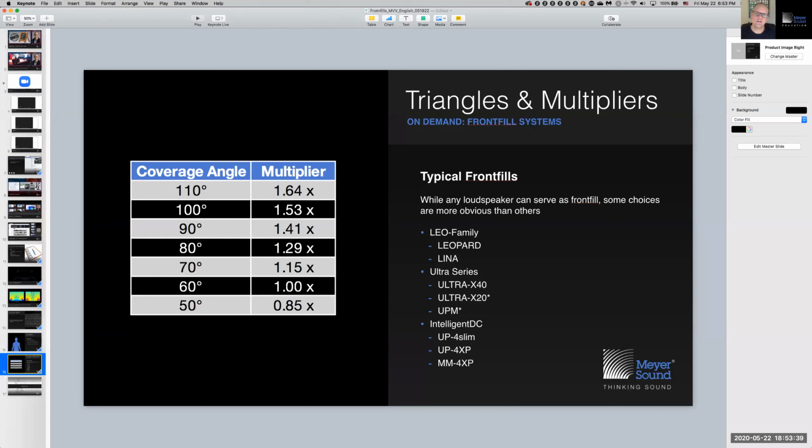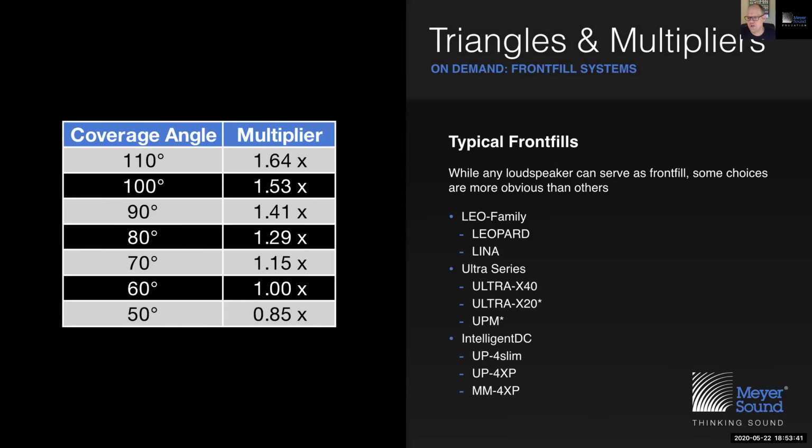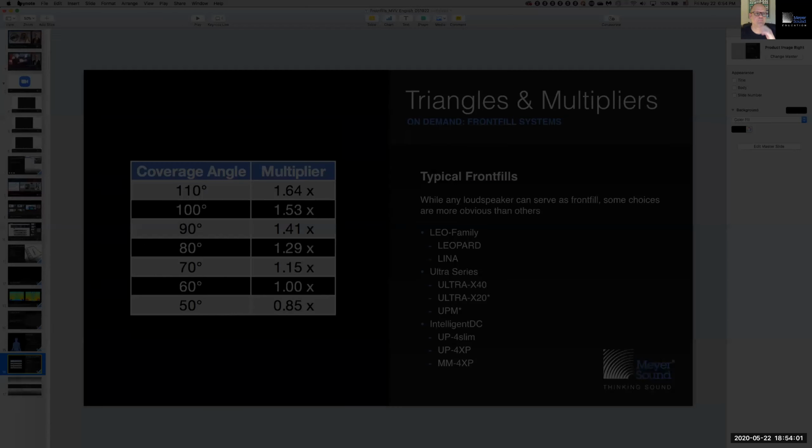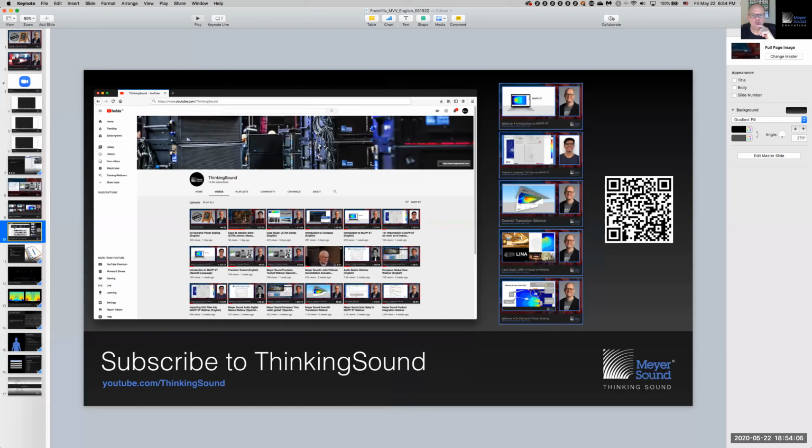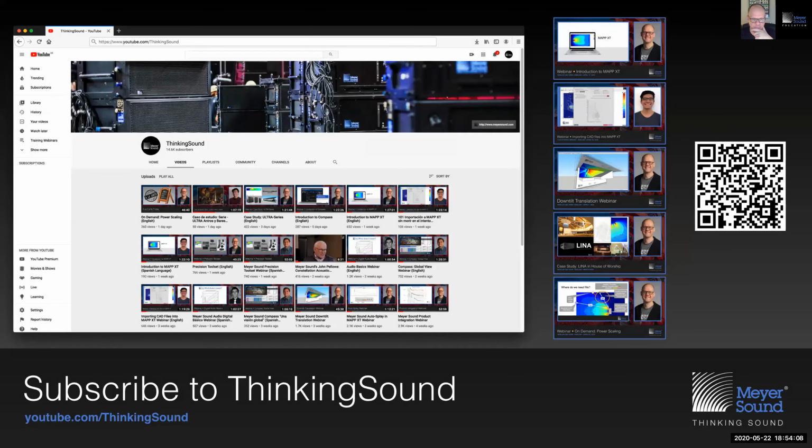And that concludes, as far as I'm concerned, today's Frontfill system, where we did not look specifically at which loudspeaker I need in terms of power requirements, because we already dedicated a webinar on that. This one looked specifically at how I should space these loudspeakers so that there are no gaps between adjacent loudspeakers.